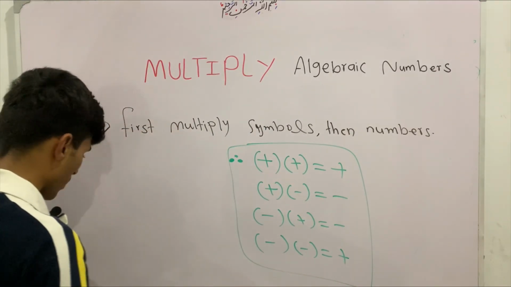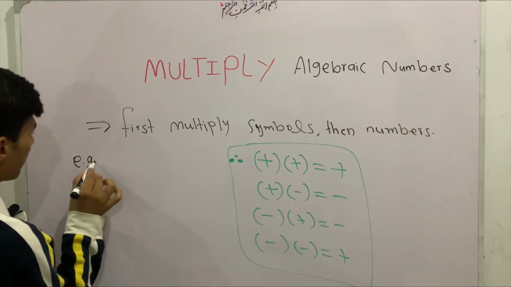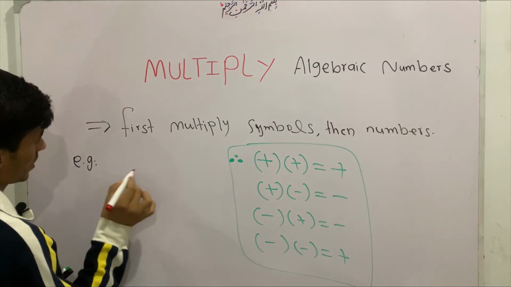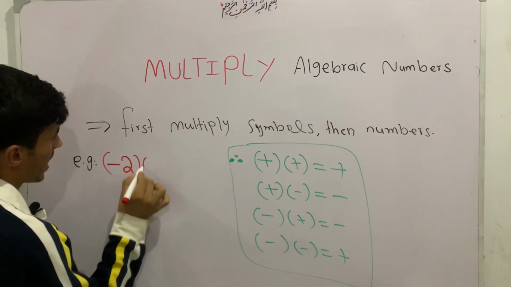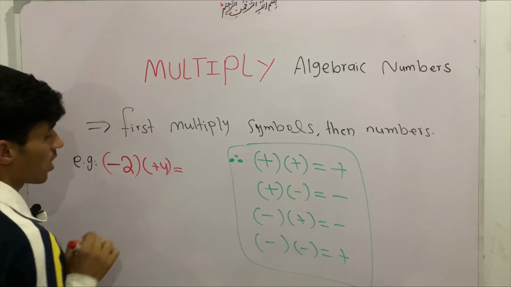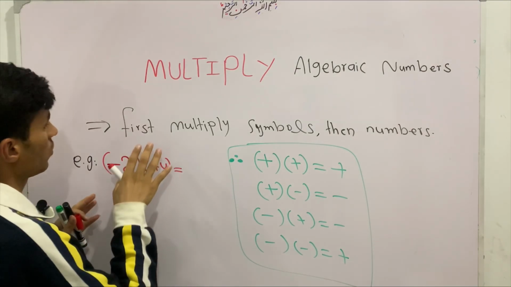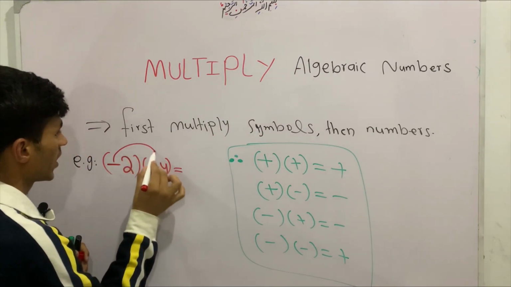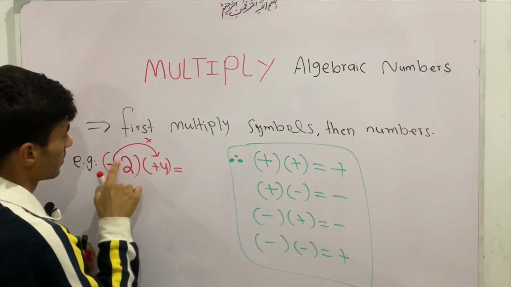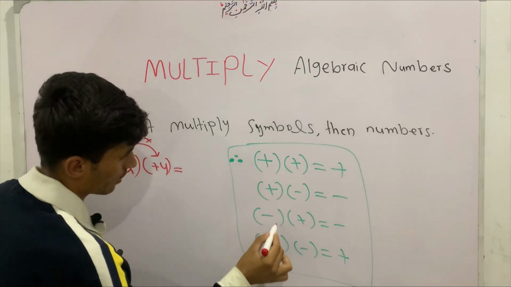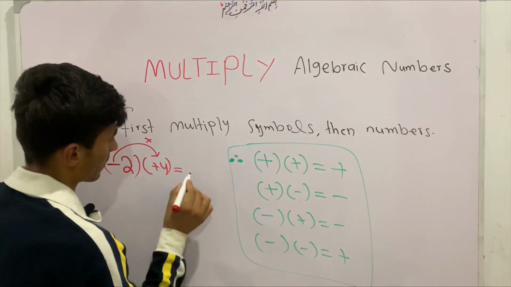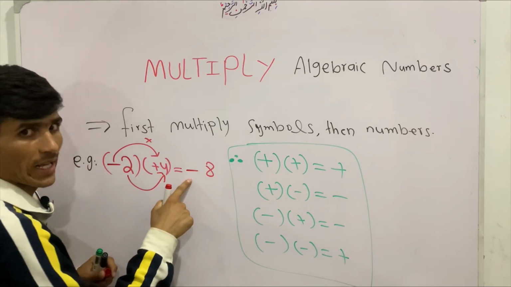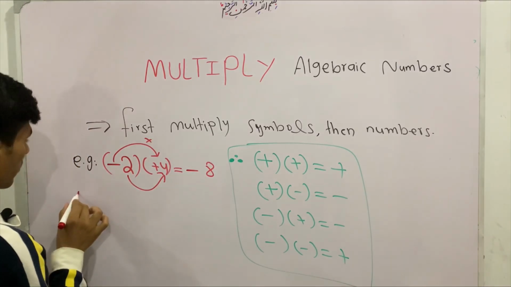Let me share with you a very easy example. For example, -2 multiplied by +4 equals what? First thing you should do is multiply the symbols. Negative into positive. Search it out here: negative into positive becomes negative. Then multiply the numbers. 2 into 4 becomes 8. The answer is -8.